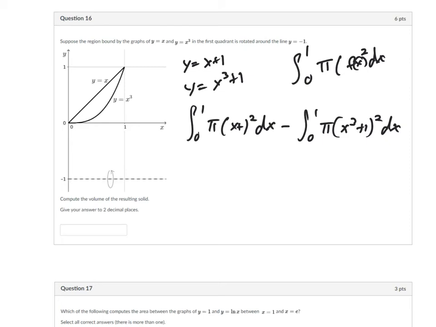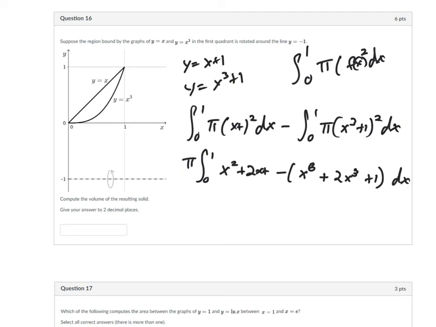All right, so make sure you can get to this spot because this is most of the work, because all we have to do now is just integrate. And so I'm going to combine these integrals into one big one, just to make it easier on myself. So I'll take the pi out, and we have the integral from 0 to 1. X plus 1 squared is x squared plus 2x plus 1 minus, and then we have x cubed plus 1 squared. So it'll be x to the 6th plus 2x cubed plus 1. And then still we have the dx here.